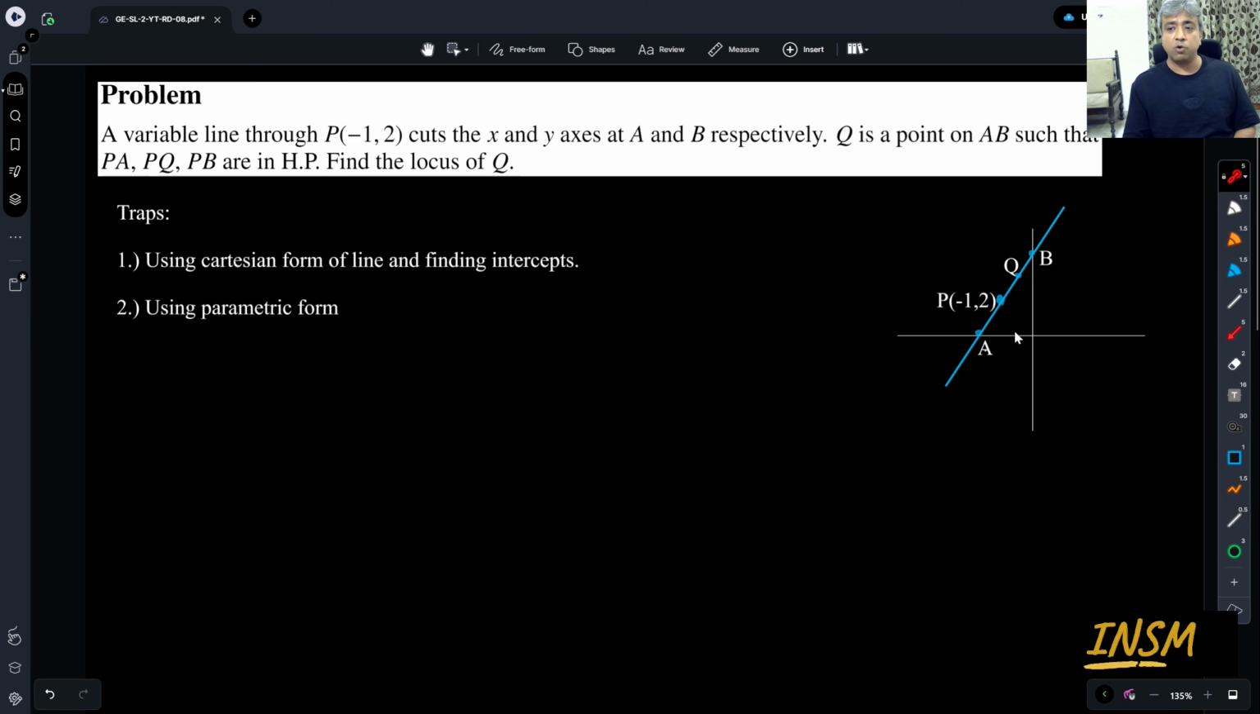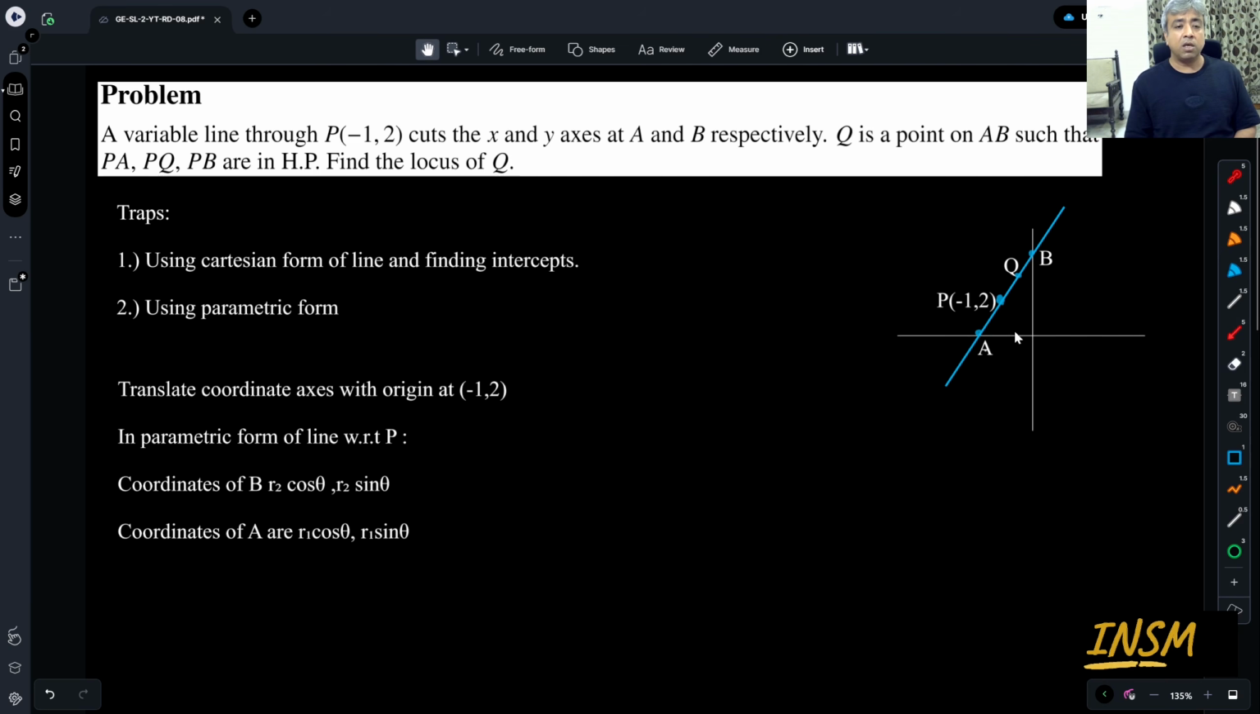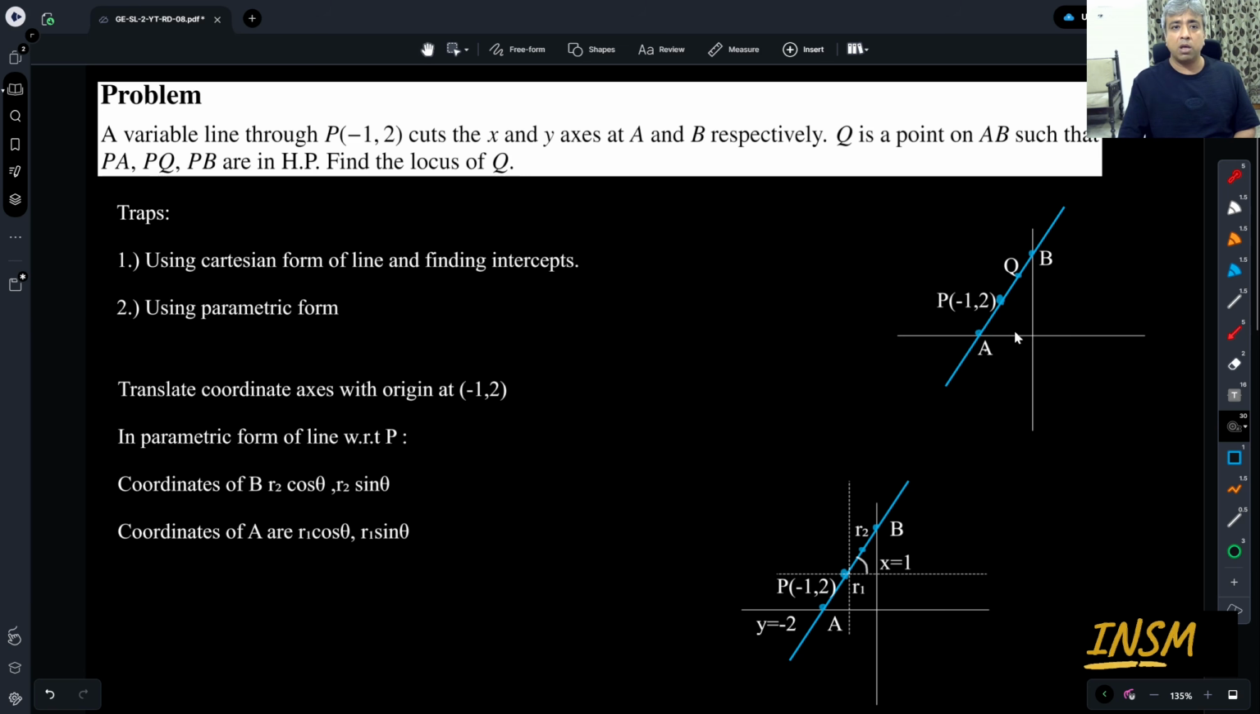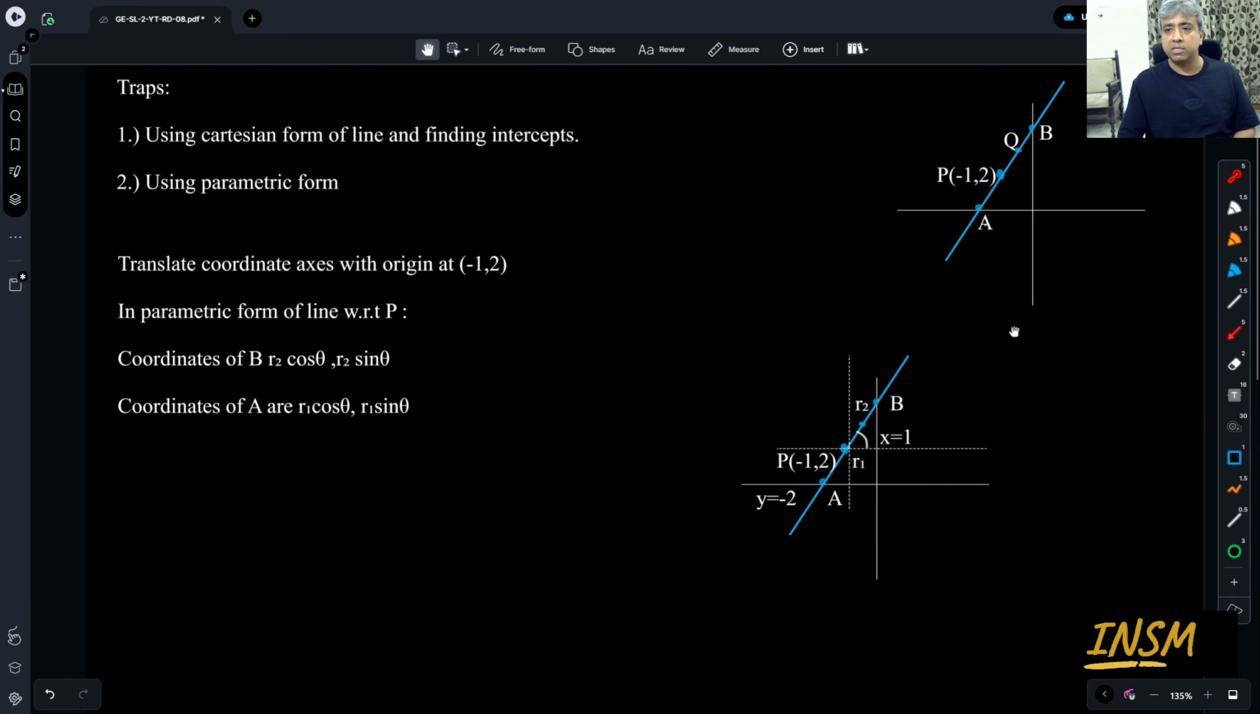Now let's see how to proceed with the problem. The best way to proceed is to translate the coordinate axis, with the origin at (-1, 2). Once you translate the coordinate axis to (-1, 2), you will get a figure something like this. We draw a new coordinate axis with its origin at the previous point (-1, 2).